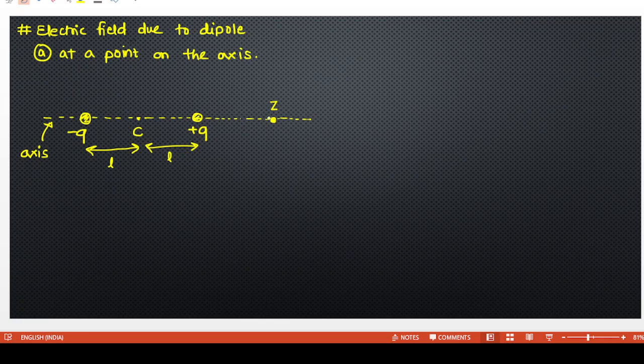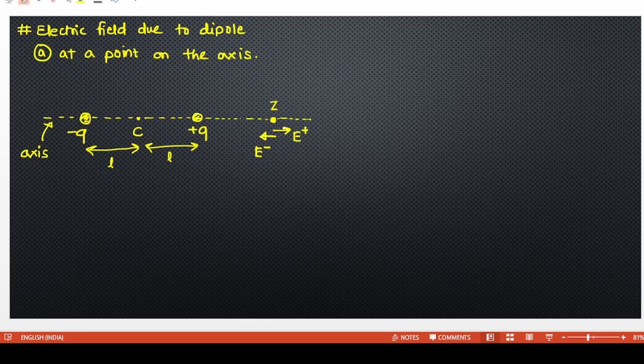Plus Q will produce an electric field at point Z, away from it. Let's say this is the electric field produced by the plus Q. Let us call it E plus. E plus means the electric field produced by the positive charge. At the same point, this negative charge will also produce an electric field. How much? E minus. And in which direction? Towards. This negative charge will produce the electric field towards it.